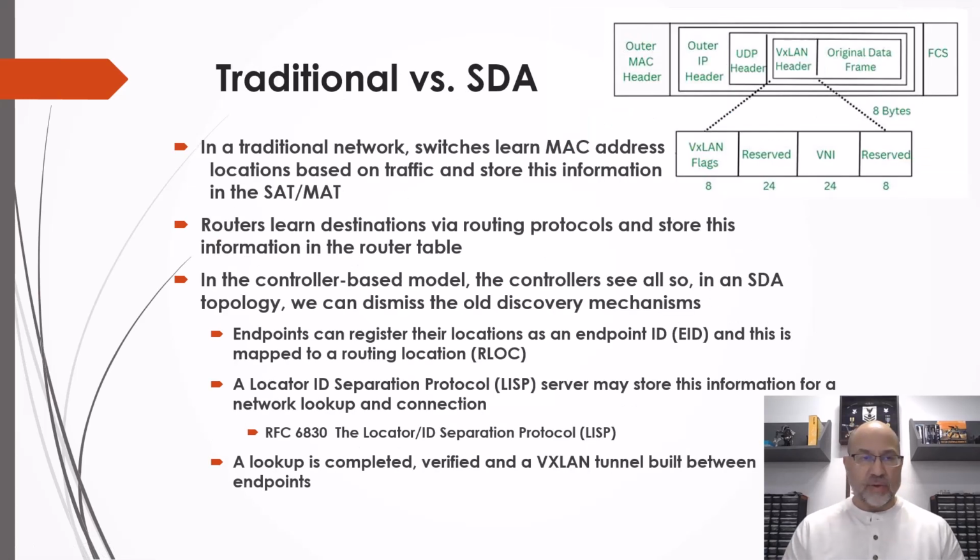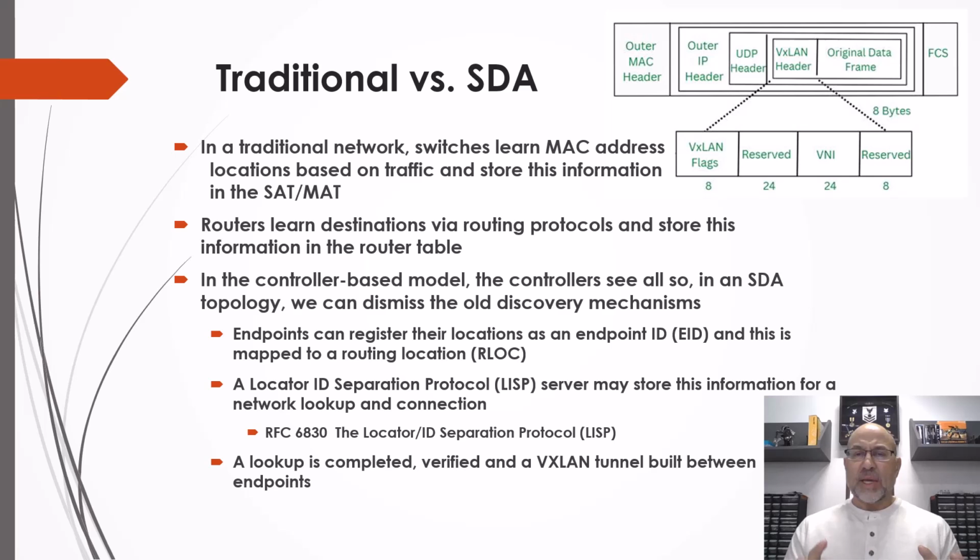So again, reminding ourselves how a traditional network operates. The switches will learn the MAC addresses the minute you generate traffic, and they put you in the source address table or the MAC address table, and they tie your MAC address to a port. And then the routers either are statically configured or they're doing dynamic routing or a routing protocol or something like that, and they store all of that information in a routing table, which is a mapping between the network destinations and an interface that we're going to use to get to that destination. So that's very traditional. In the controller-based model, we're going to do things maybe a little bit different.